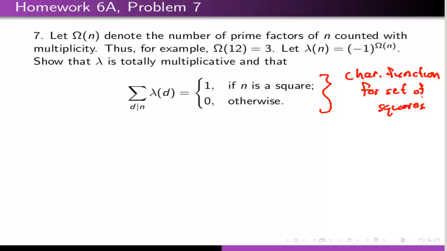Alright, so what is there to do then? Lambda is totally multiplicative. So let's just write down what omega is. So if n is p1 to the e1 through pk to the ek, then capital omega by definition is the number of prime factors. So that's just e1 plus e2 plus through ek.